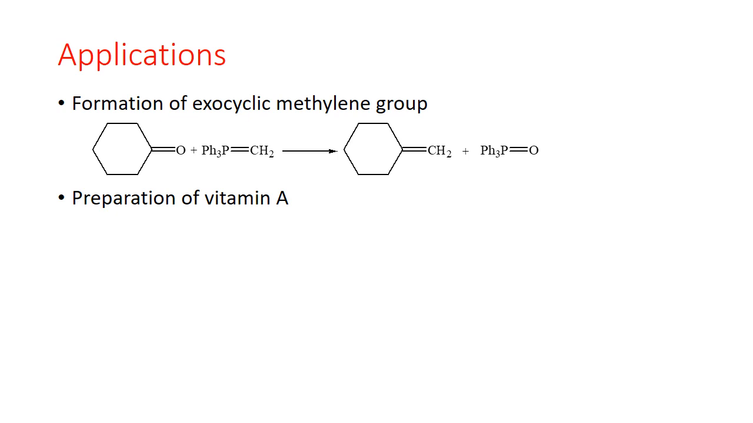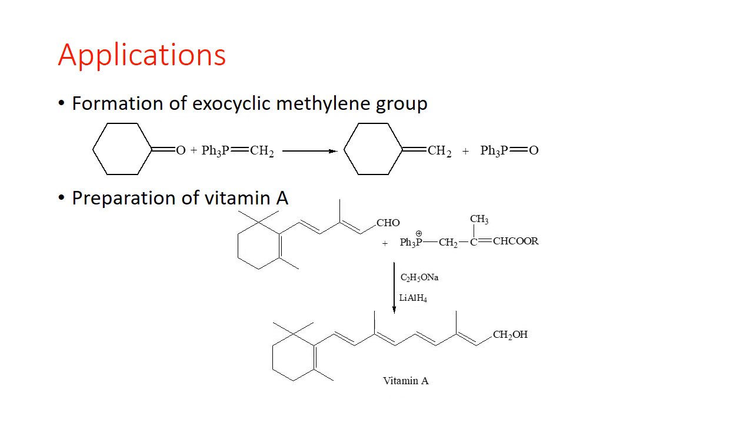Then we also look at the preparation of vitamin A. This is a complex compound which may not be easily synthesized, but with the help of the Wittig reagent, we can treat this first compound, our aldehyde compound, with a reagent which has been prepared to form a Wittig reagent. And when we reduce the ester side, we come up with our compound known as vitamin A.